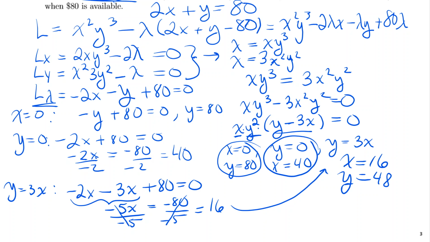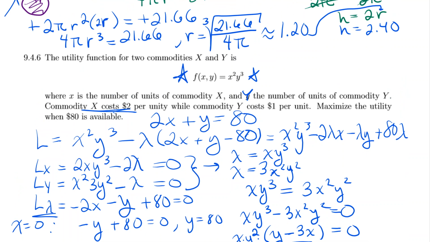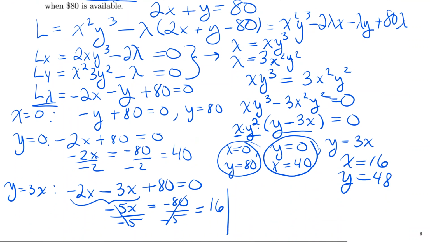Cool. Now, these are your 3 possibilities. And remember, these are optimizations. So one of these is the maximum. Don't know which one's the maximum. So at this stage, we're going to have to do some checking. So I'm going to go back to the thing I'm actually trying to maximize. This guy, my commodity. So I'm going to be using f of x, y to do this.